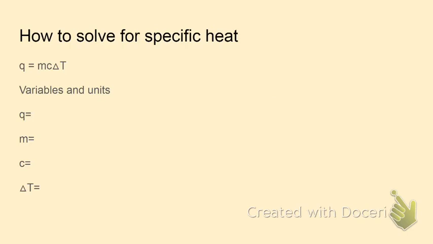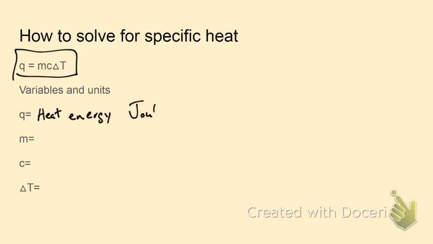So how do we solve for specific heat? It's this equation: Q equals mc delta T. So let's talk about the variables. Q is the variable for heat energy, and there are 2 measurements you can use. Usually we use joules, written with a capital J, and then we also use calories, which is actually the unit used on food, right? So they talk about burning calories, that kind of stuff.